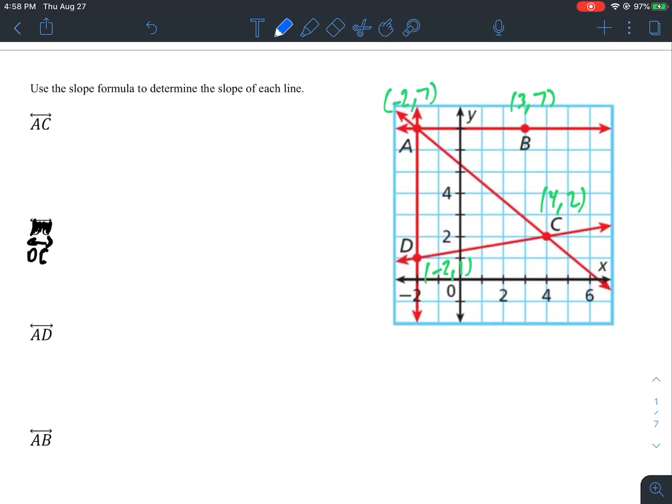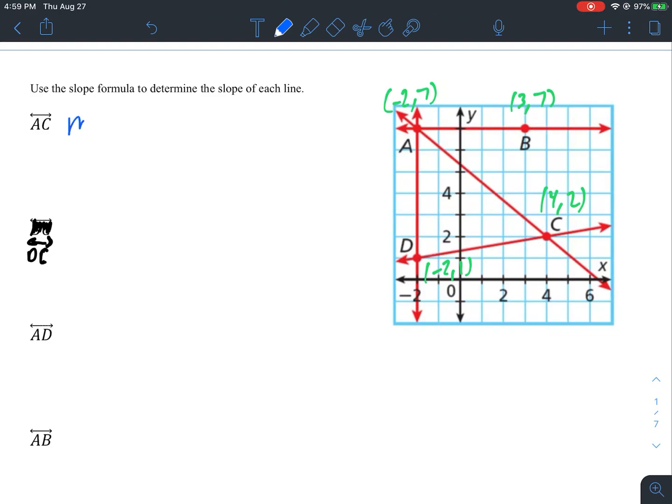So next slide here, the first thing I did is I went ahead and plotted all these points. I wanted to figure out where they were all located. So A, B, C, and D, where are they located? A is at (-2, 7), B is at (3, 7), C is at (4, 2), and D is at (-2, 1). We're going to find the slope of all four of these lines, starting with AC.